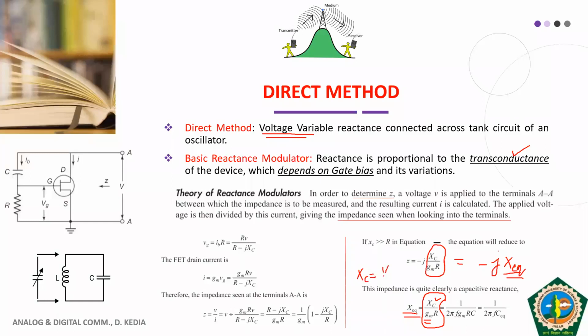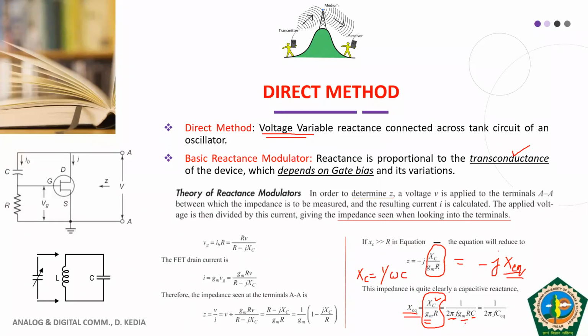Okay, sorry, 1 by omega C, not omega C. Okay, and omega is 2 pi F. So that's why instead of XC, you have got 1 by 2 pi F and then C. So this is XC and GMR is already there.